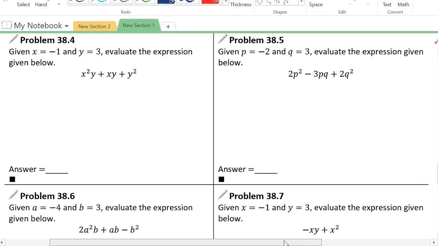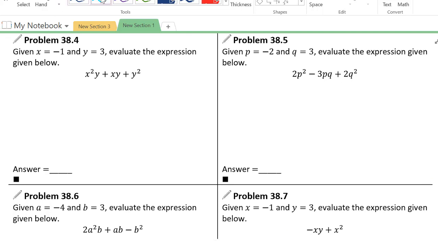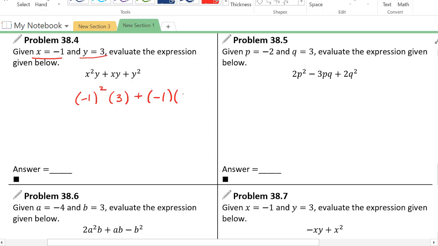Also, remember PEMDAS. You always want to do exponents first before you multiply. In this example, x is negative 1, y is equal to 3. So what's going to happen here? Let's do that again and make it a little more clear. It's going to be x squared, so negative 1, that's x squared, times y, which is 3, plus negative 1 times y, which is 3, plus y squared, which is 3 squared.